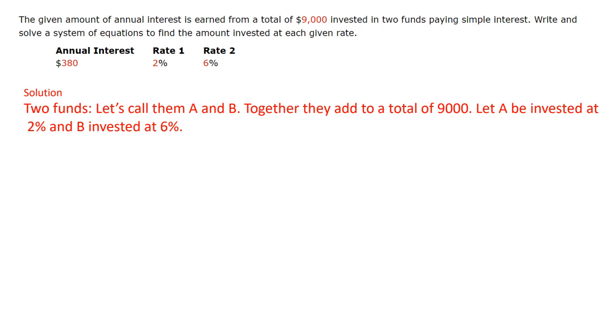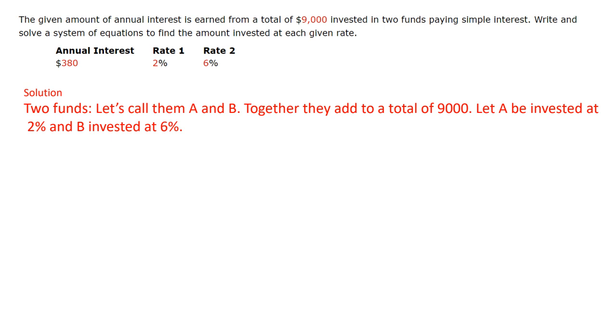The given amount of annual interest is earned from a total of $9,000 invested in two funds, paying simple interest. Write and solve a system of equations to find the amount invested at each given rate. So we have an annual interest of $380. The first investment has an investment rate of 2%. The second investment has an investment rate of 6%.